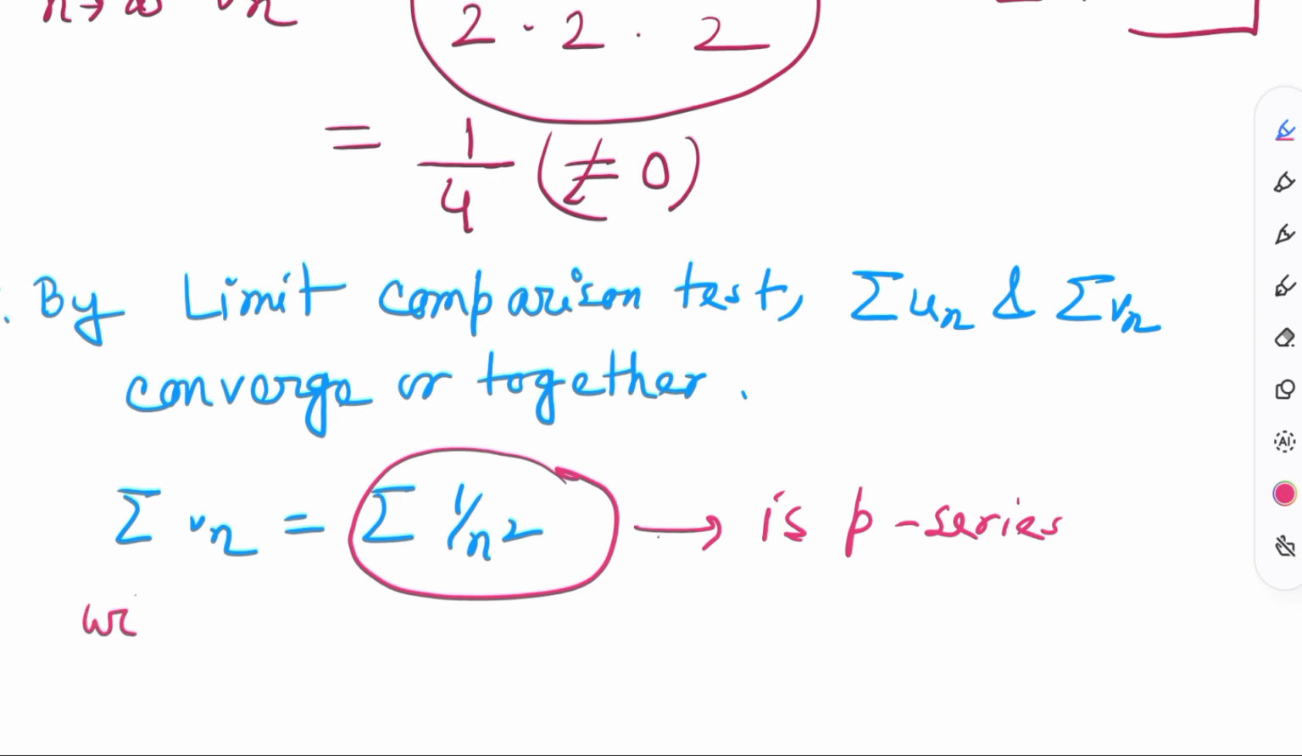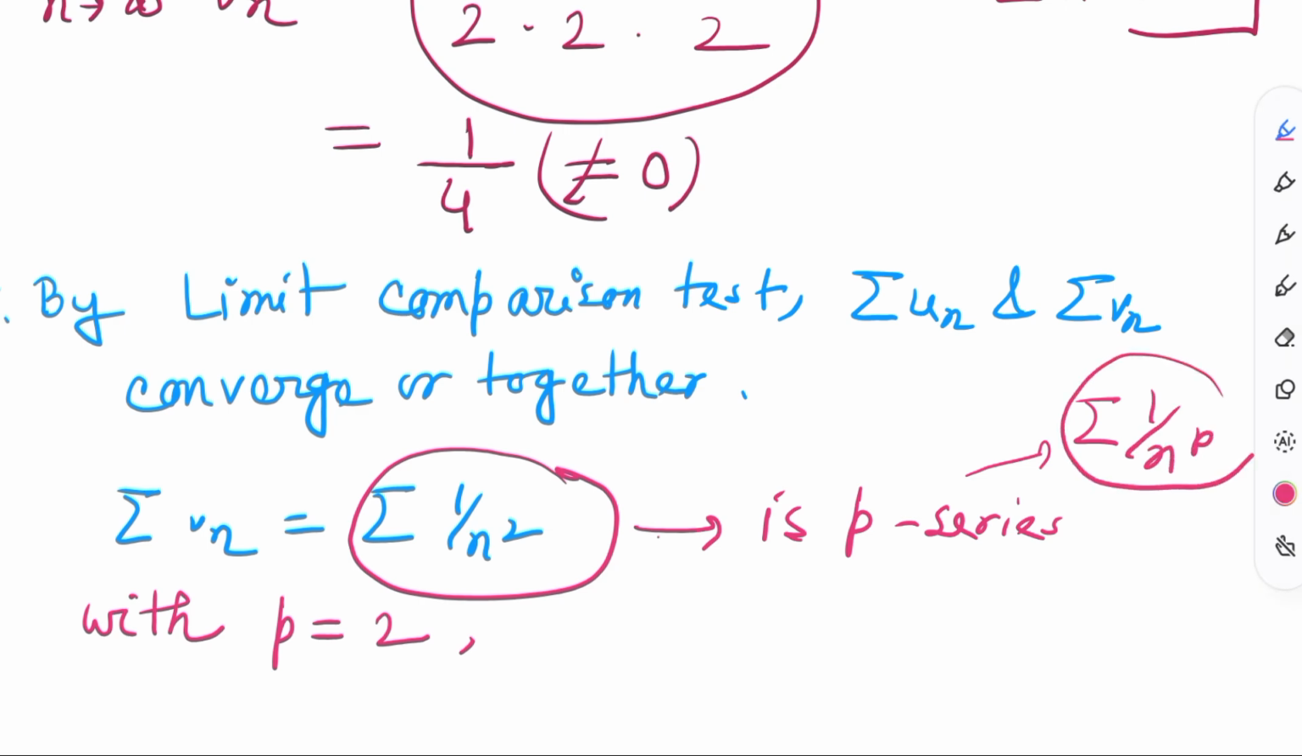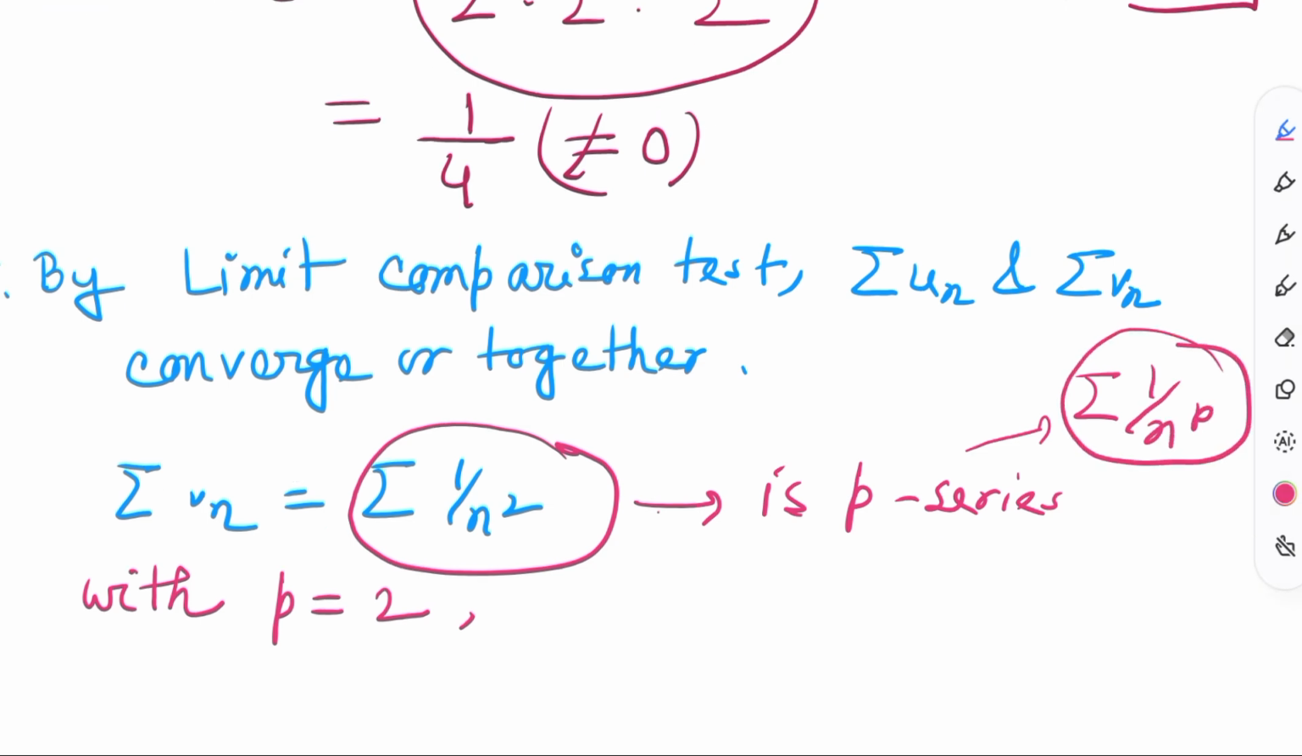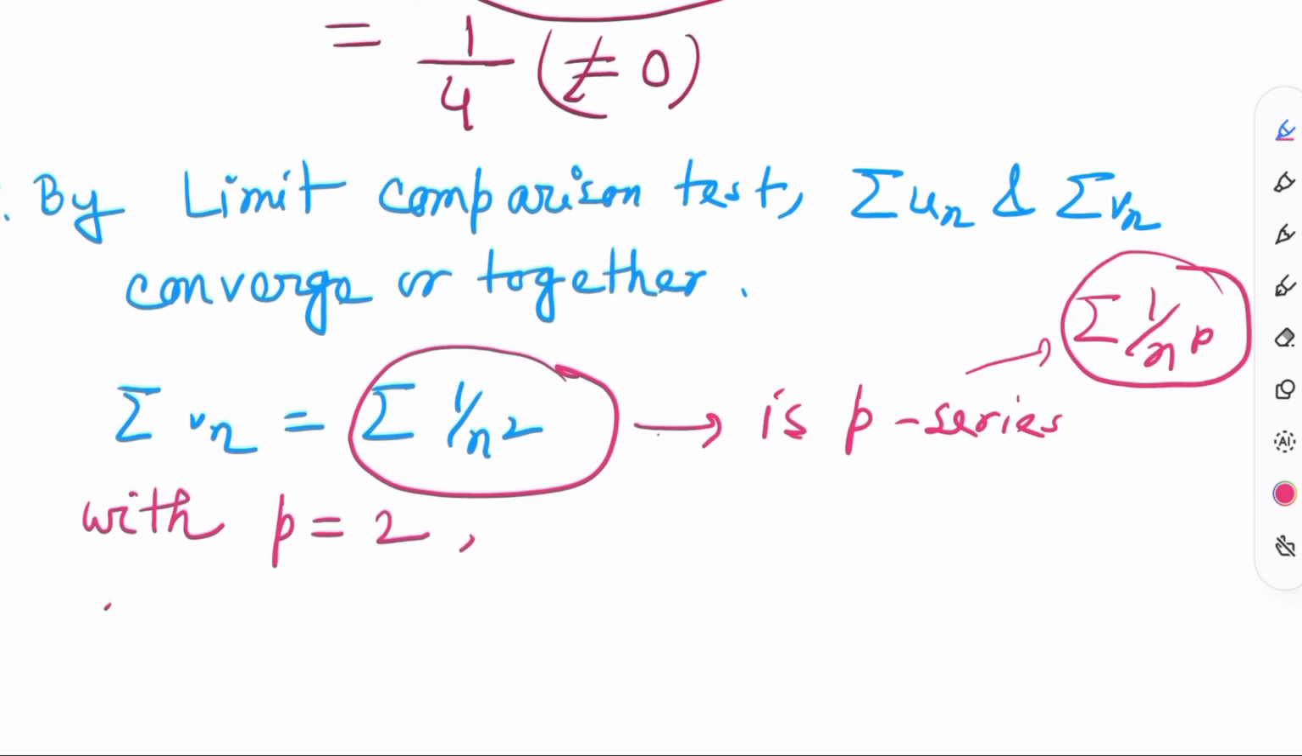This series is a p series with p equal to 2, and we know that a p series is convergent. What is a p series? A p series is of the form summation 1 by n to the power p, and this series is convergent when p is greater than 1. Therefore summation vn, that is summation 1 by n square, is convergent.